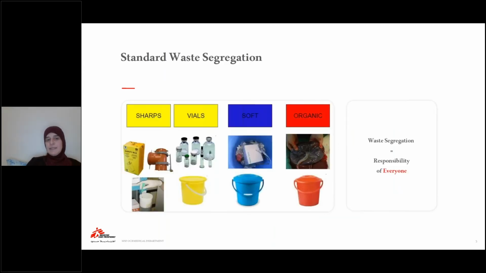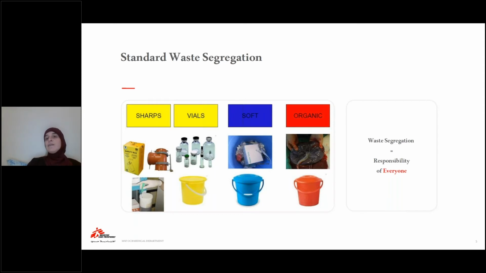As for the MSF standard waste segregation, we have 4 types of waste. We have the sharps, which go into a safety box, as you see in the picture, and this is considered as needles or any blade or anything that contains sharps in a healthcare facility, or it's a thick plastic box. We have the vials, the ampules, the broken glasses, which go to a plastic container.